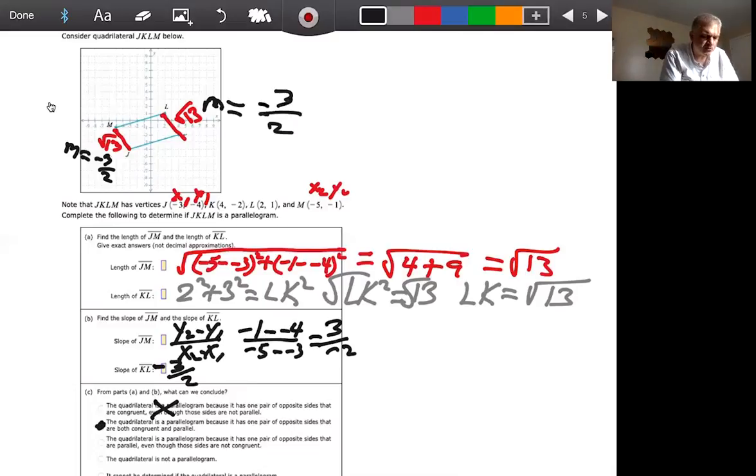The quadrilateral is a parallelogram because it has one pair of opposite sides that are parallel, even though those sides are not congruent. Well, they were congruent. And then, the quadrilateral is not a parallelogram. It is a parallelogram because one set of opposite sides that are both parallel and congruent gives you a parallelogram. And the last one says it cannot be determined whether it's a parallelogram or not. It can be determined. We just determined it. Okay, so there's the answer for that one.